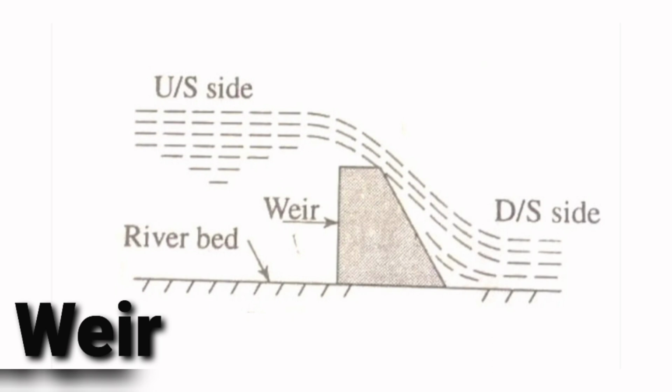As you can see in this figure, over the river bed a barrier is constructed at a certain height, and the water is stored at the upstream side, and when the water level increases, that surplus water is allowed to flow over the weir, and it passes over the weir and goes to the downstream side.